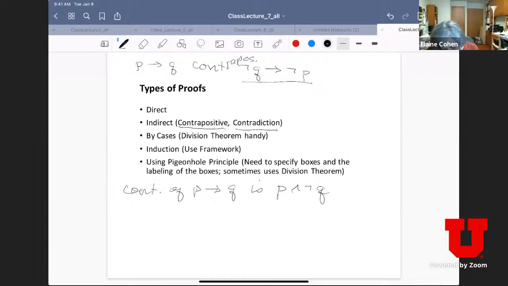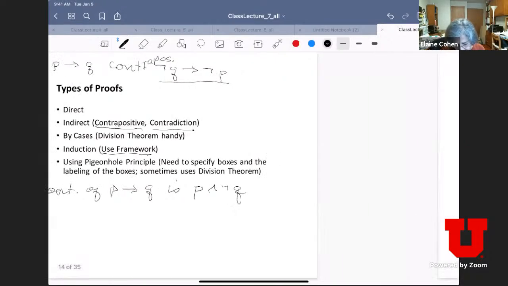The last thing I say for induction: use the framework. Make your predicate and say what you want to prove in terms of the predicate, and what the cases are, the base case and larger than or equal to whatever. You show it's true for the base case or cases, depending on what you need. You state the induction hypothesis, and then you prove the next case. And the pigeonhole property.